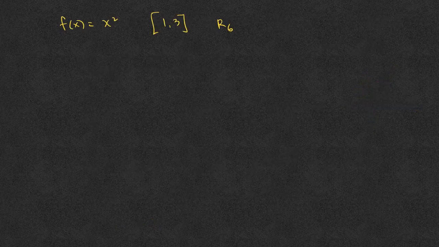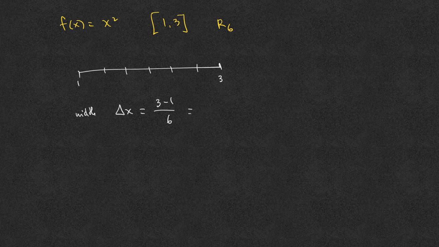With the same function over the same interval from 1 to 3, but this time we would need to use 6 rectangles, so we would divide this interval into 6. The width of each of these subintervals, delta x, is therefore (3 minus 1) over n, where n is 6 now. This is 2 over 6, or 1 over 3.